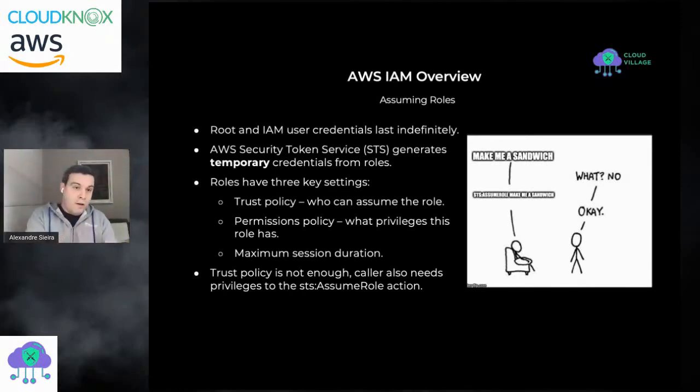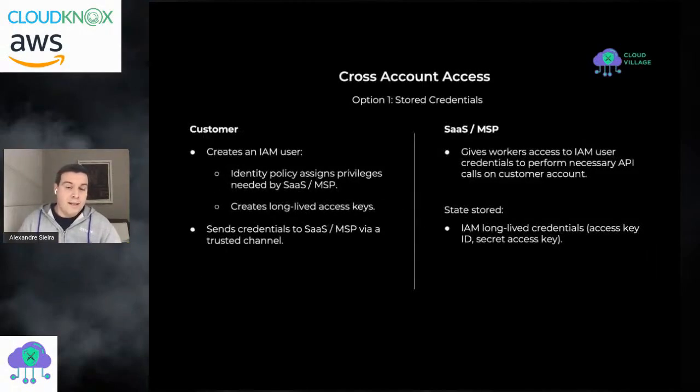And so what you need to do to be able to do this is you have to configure the trust policy on the role, which says who can assume that role. You assign it the proper permissions on the permission policy. When you are the administrator and you're creating the role, you can set a maximum session duration. But that's not enough. The identity that's going to assume that role also needs to have privileges to call the STS AssumeRole action, which is very aptly named. And so this is what option one of how a SaaS provider can access AWS accounts for customers looks like.